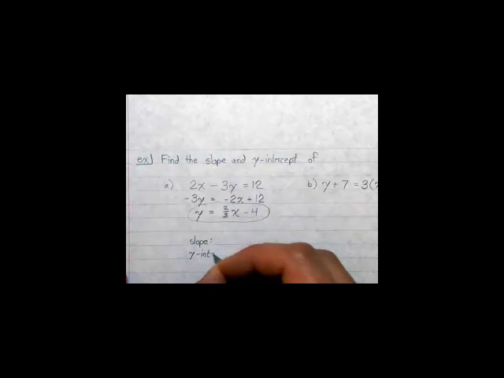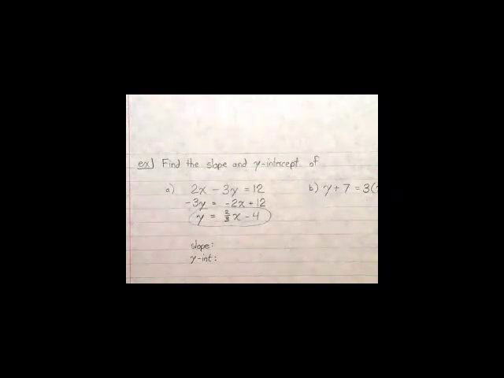Now that it's in slope-intercept form, I can pretty much read the answer right off the equation. What's the slope? 2/3. What's the y-intercept? List it as an ordered pair if you want, 0, negative 4, or you can just write negative 4.